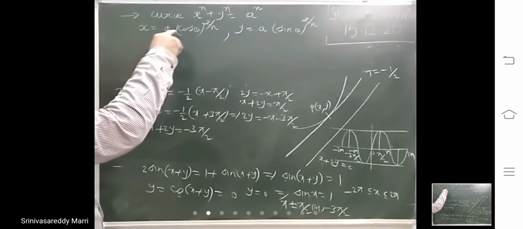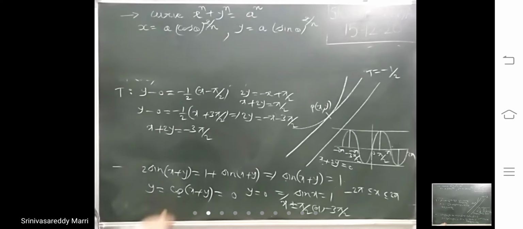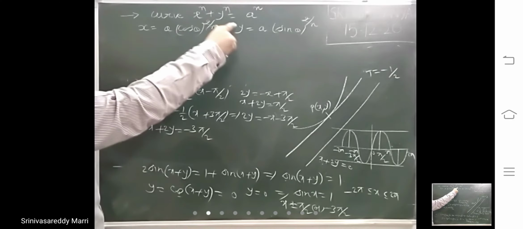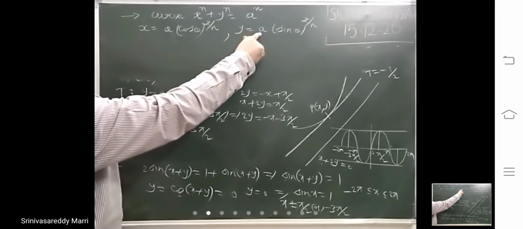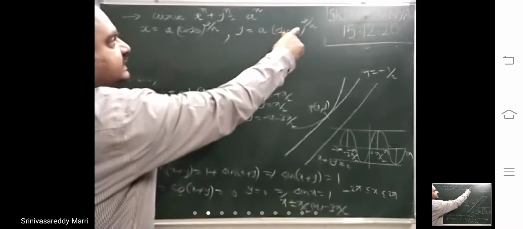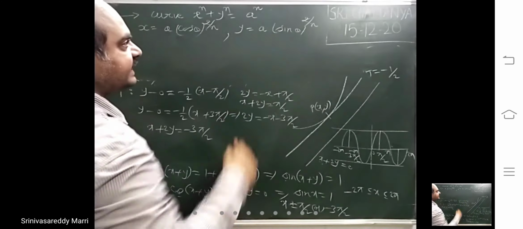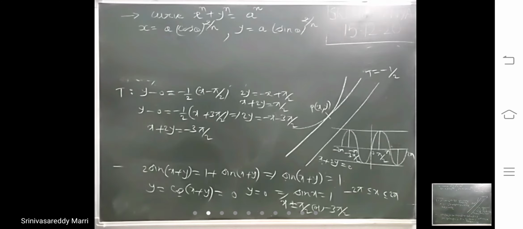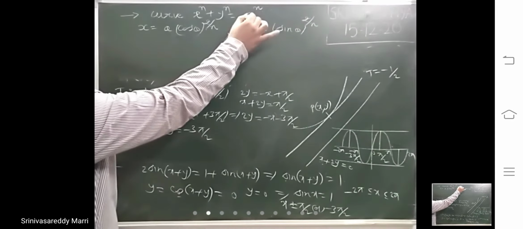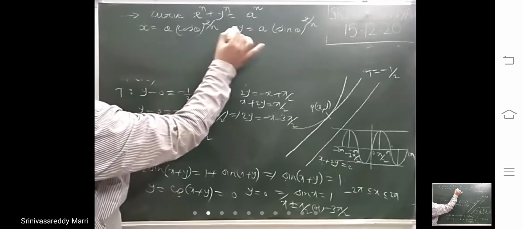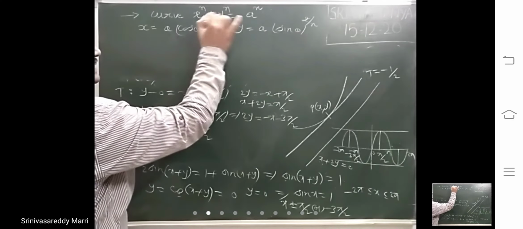This power n means a power n into cos square theta. This if you substitute here, what you will get? A power n into this to the power n means n will get cancelled, sin square theta. So a power n into sin square theta plus cos square theta is what? A power n. That means this x and this y will satisfy this equation.